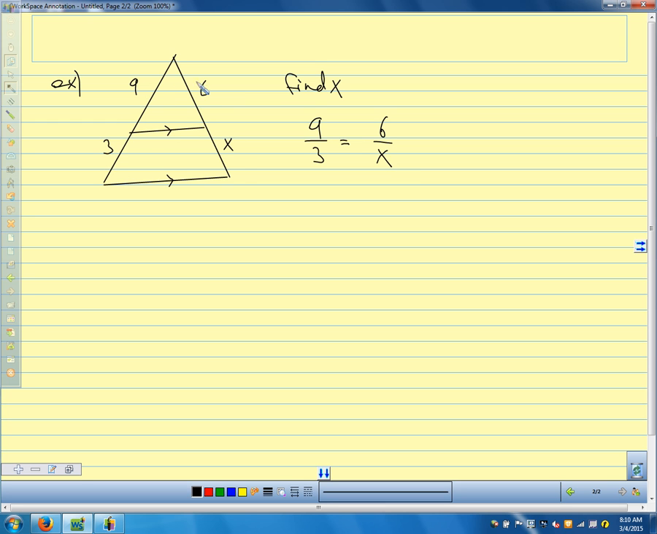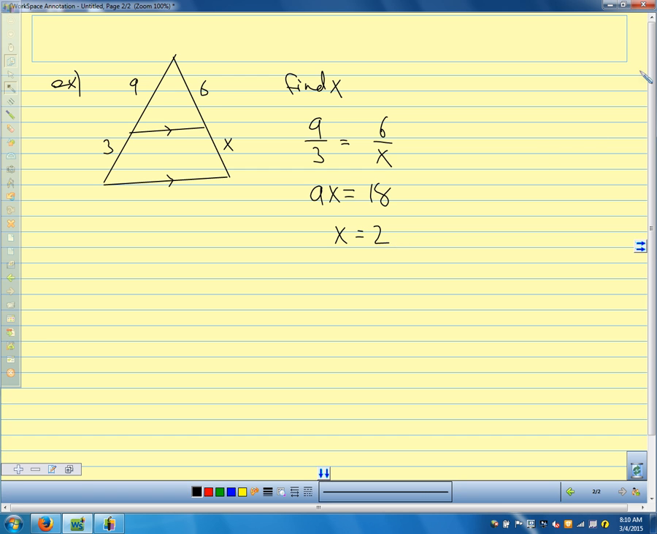Top over the bottom, top over the bottom. Match up everything in the same place. Write our proportions in the same way on both sides of the equal sign. We're set. And then solve a proportion, what do we do? Cross multiply. So I get 9x equals 18. So divide by 9 and x equals 2. Easy, right?